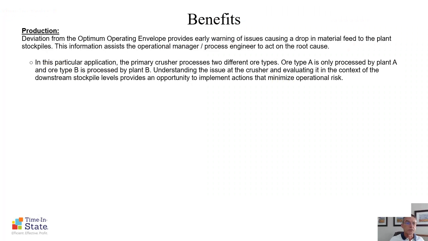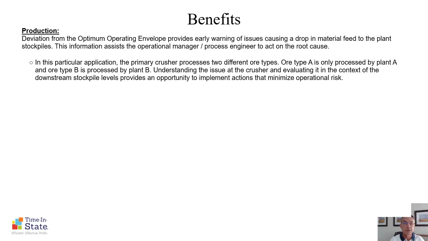Now, what are the benefits that we realized by implementing this particular TimeinState solution on the gyro crusher? First of all, from the production point of view, the deviation from the optimum operating envelope provides an early warning of issues causing a drop in material feed to the plant. This information assists the operational manager or process engineer to act on the root cause. You know, why is there a deviation or lower production output?